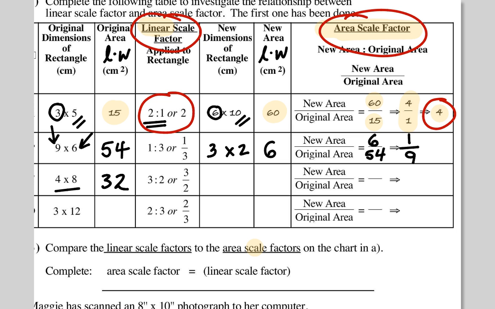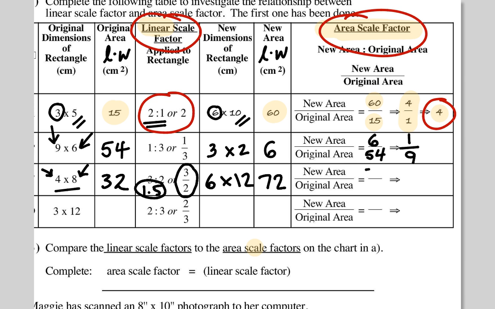Okay, so now the scale factor is 3/2. What's the decimal for 3/2? 1.5. So I need to take each one of these dimensions and times by 1.5. So you take 4, times it by 1.5, you get 6. Take 8 and times it by 1.5, you get 12. What's 6 times 12? 72.